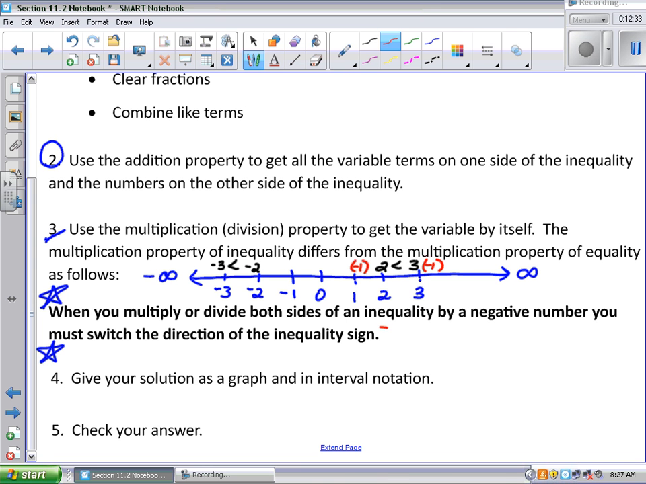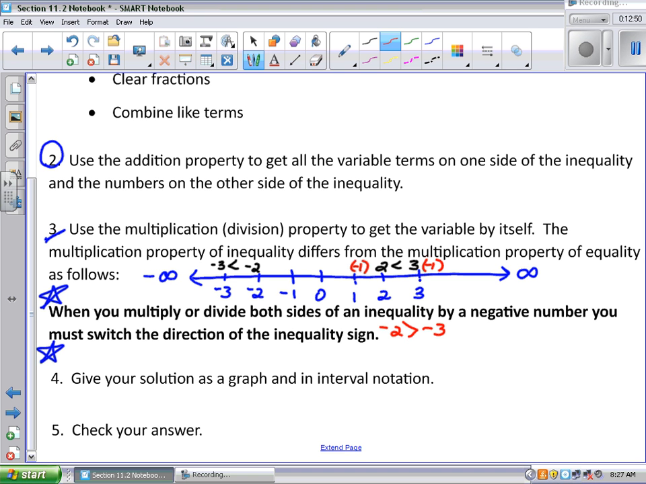-1 times 2 is -2. -3 times 1 is -3. And which one is the littler one? Which one is left of the other one? The inequality sign always points to the little one, the one on the left on the number line.